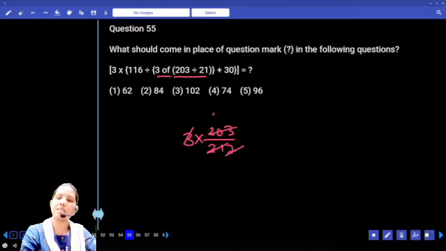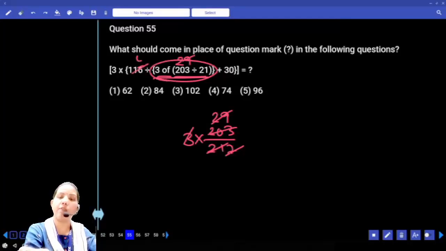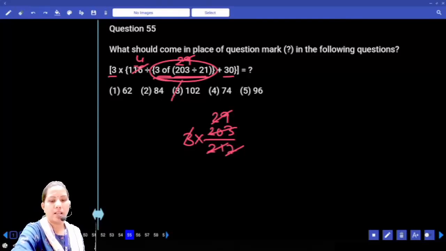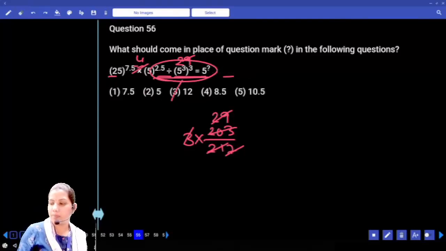7 exactly 7 2s and 7 9s. So again it is 29 exactly. It is bracket and divided by 29. So this total value is equal to how much? 29 exactly 4 times. What is 4 plus 30? 34 into 3, 102. Third option. 34 into 3, 102.